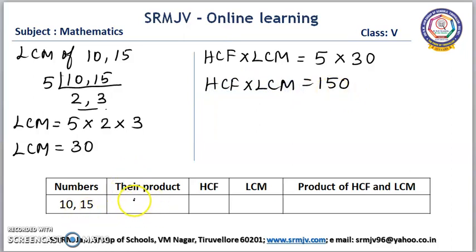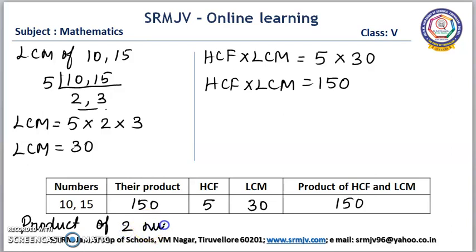Here, the product of the two numbers is 150. HCF is 5, LCM is 30. The product of HCF and LCM is 150. By seeing the table, we can say that the product of two numbers is equal to the product of their HCF and LCM. Is it clear, children? Shall we go to the next one?